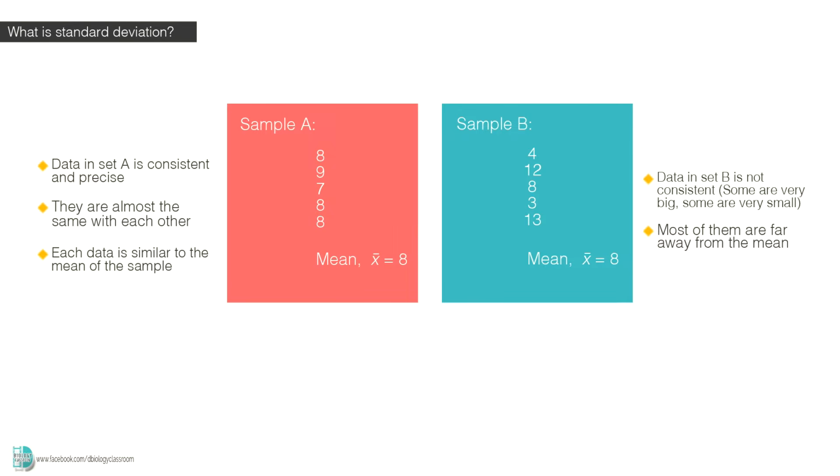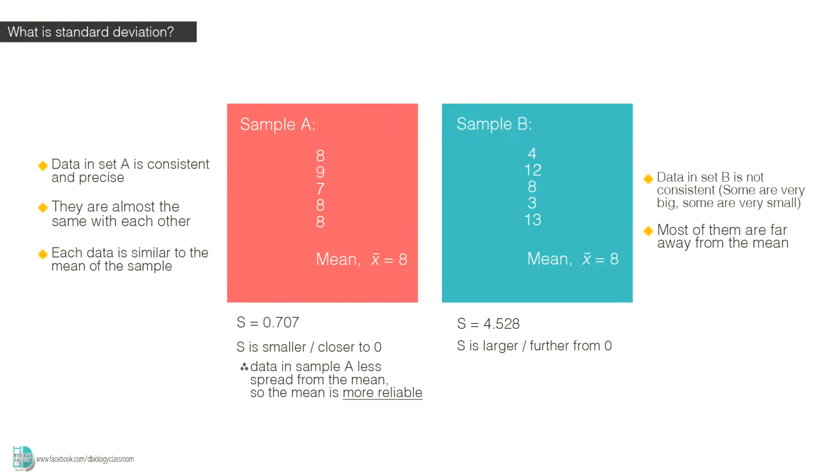When you calculate the standard deviation for these two samples, you will find that the standard deviation for set A will be very small, or very close to 0, while the standard deviation for set B is larger. This is because, even though the mean values for both samples are the same, data in sample A is less spread from the mean. So, you can say that the mean value for sample A is more reliable compared to the mean value for sample B.